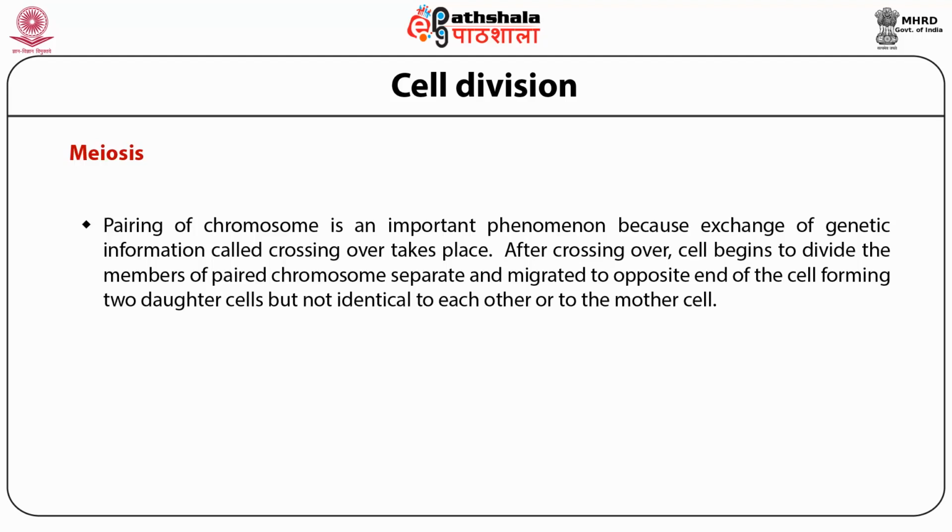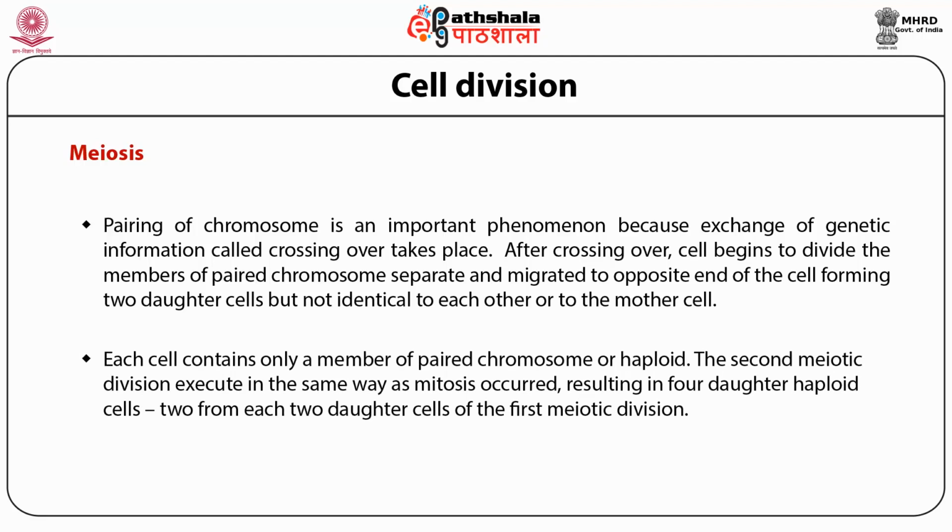The members of paired chromosomes separate and migrate to opposite ends of the cell, forming two daughter cells, but not identical to each other or to the mother cell. Each cell contains only one member of the paired chromosomes, or haploid. The second meiotic division executes in the same way as mitosis, resulting in four daughter haploid cells, two from each of the two daughter cells of the first meiotic division.